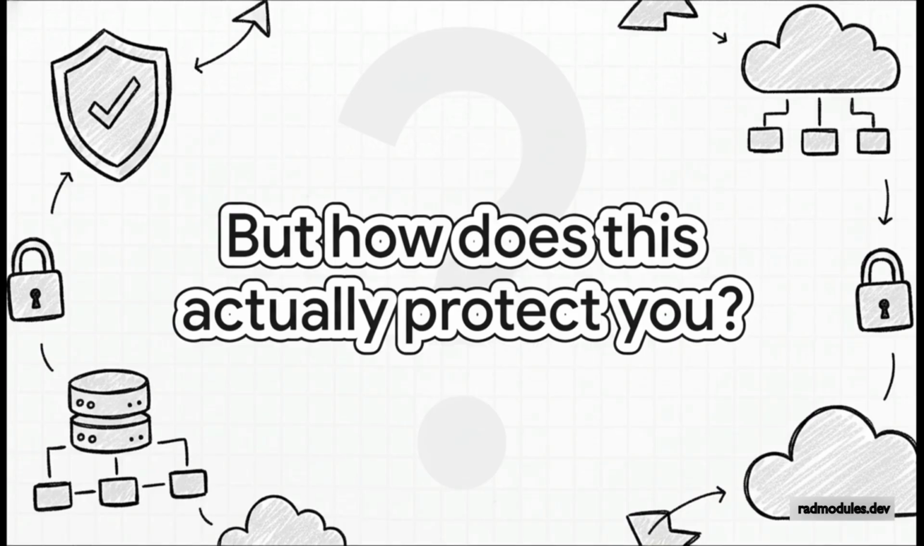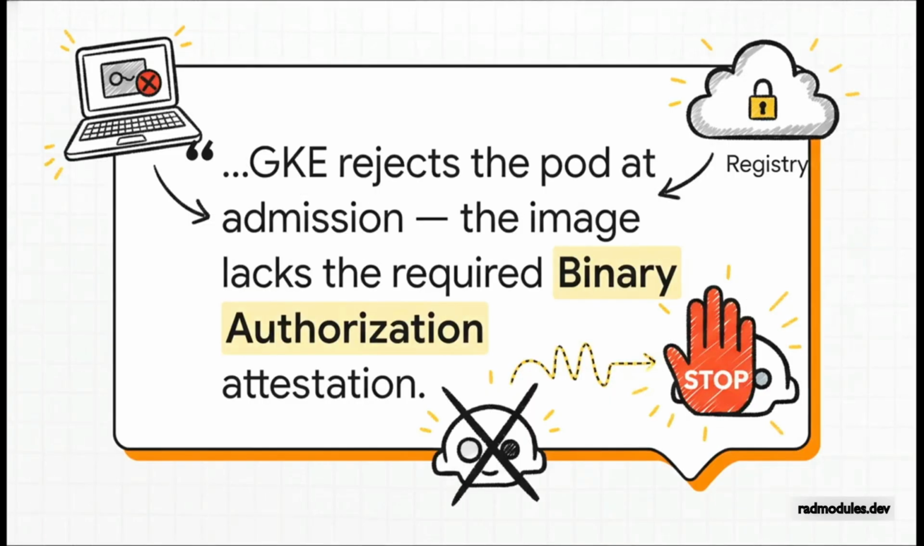Okay, a bouncer checking a birth certificate, that's a nice analogy, but how does this actually protect you in a real-world scenario? And here it is. This is the payoff. Let's say a developer builds an image on their own laptop and tries to push it up. That image won't have the official, signed stamp of approval from your trusted Cloud Build pipeline. So when they try to deploy it, Binary Authorization checks for that signature, sees it's missing, and just flat out blocks the deployment. It's security automated.